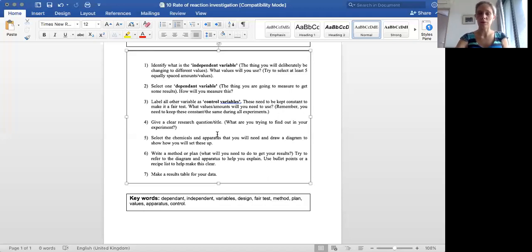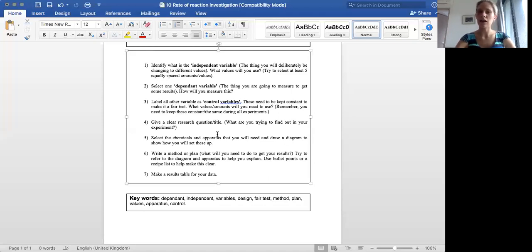Then your last step is to come up with a very clear research question. Now, the important thing with your research question is that it should not generate a yes or no answer. It should generate a pattern that you can draw a graph from and show a trend. So your question shouldn't be something like, does temperature affect the rate of 10 grams of salt dissolving in water, for example, because that is a yes or no answer. It either does or it doesn't.